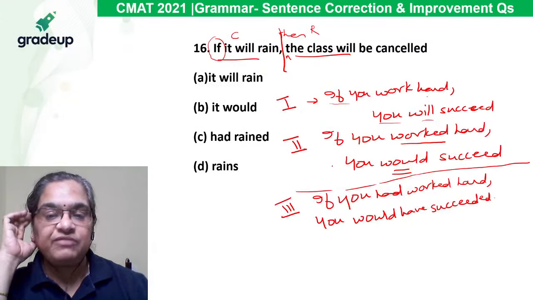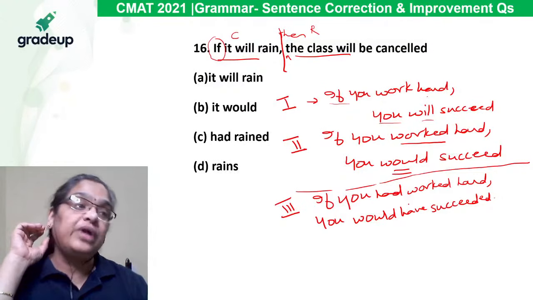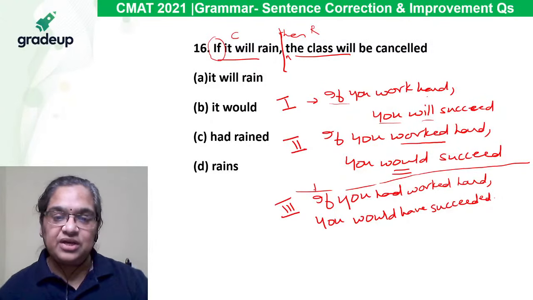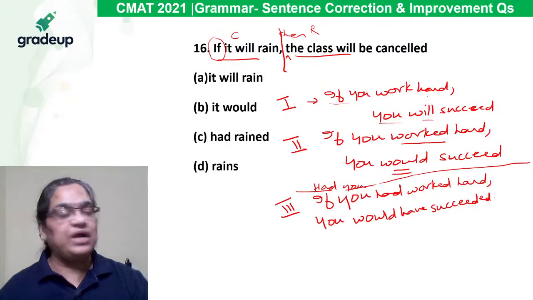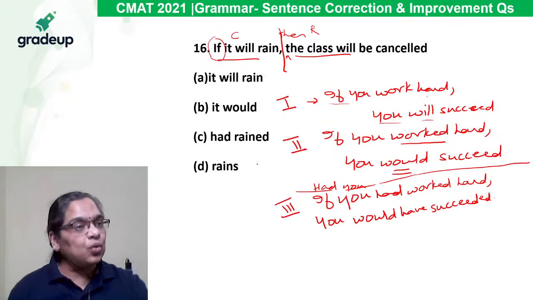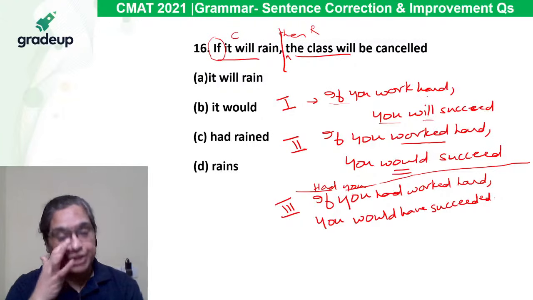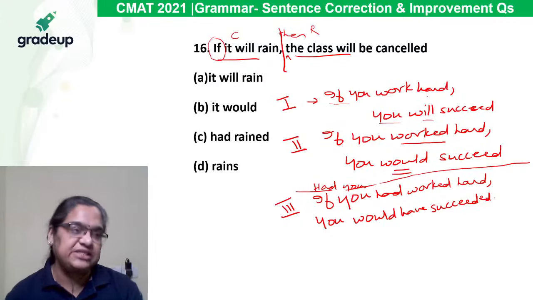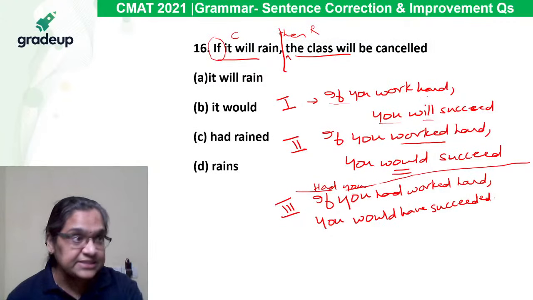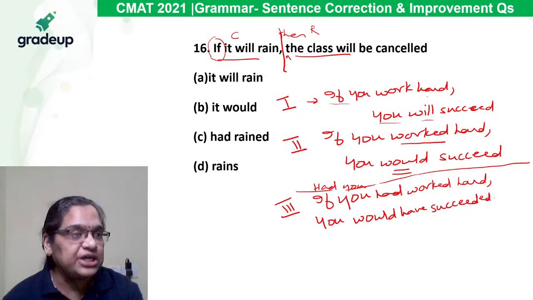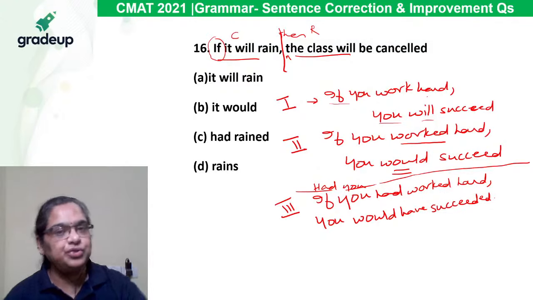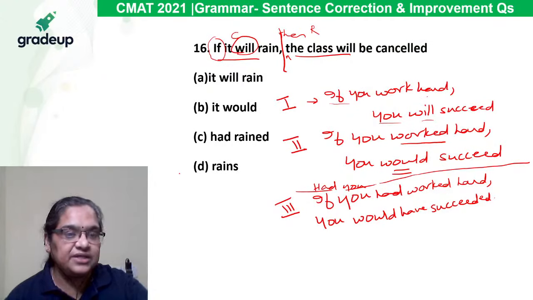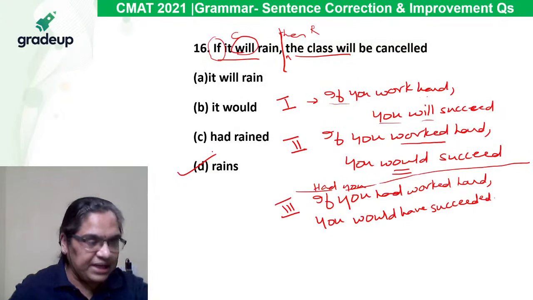Then you will say if you had worked hard, you would have succeeded, or the variation here is had you worked hard, you would have succeeded. Now, the rule is the if and then clauses can be interchanged. So I can say you'll succeed if you work hard, which is the same thing as this. The only rule is that the if clause should never take a will or a would in it. So you should never say if it will rain, the class will be cancelled. It's just if it rains, the class will be cancelled.